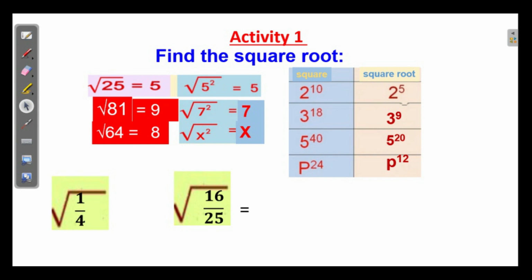Square root of 1 by 4. Square root of the numerator by square root of the denominator: 1 by 2. 16 by 25 is the square of 4 by 5. So, square root of 16 by 25 is 4 by 5.